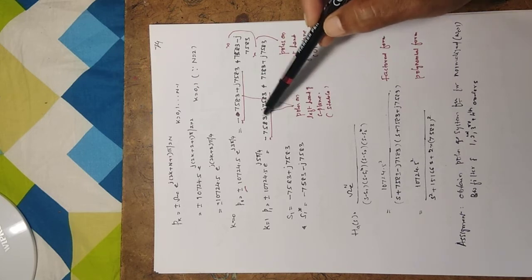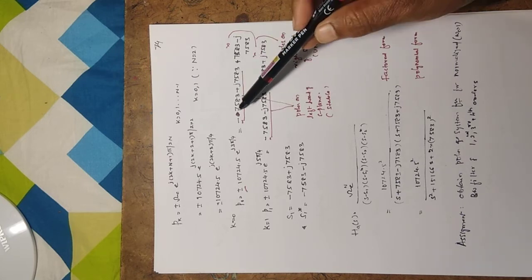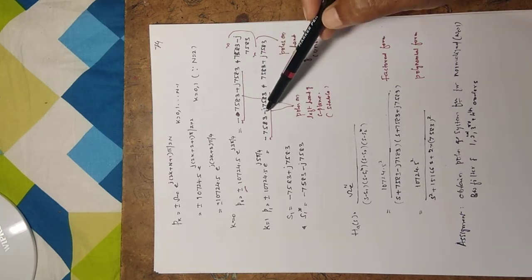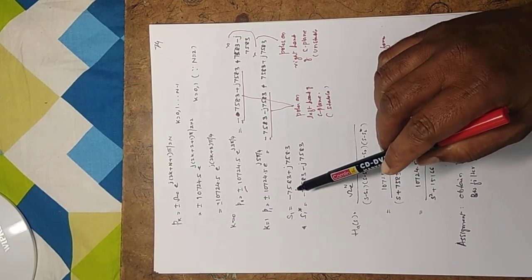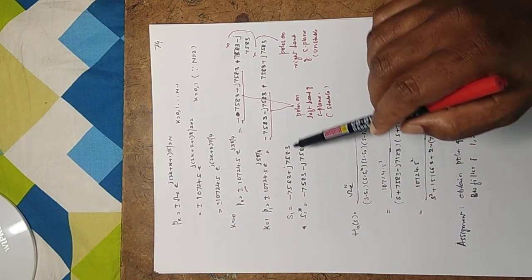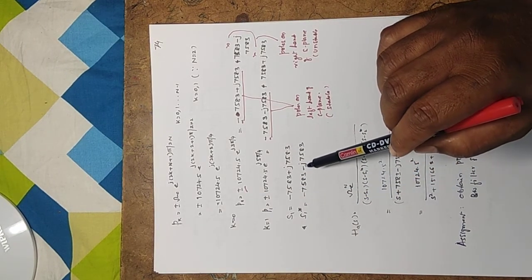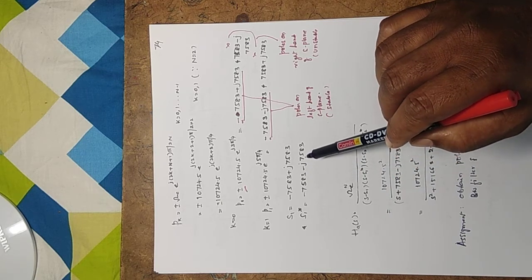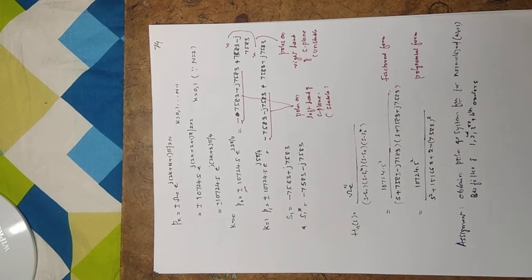If you see this one, these two are complex conjugates. This minus is there, here plus, here minus. So S1 is minus 7583 plus J 7583, and its complex conjugate is this, minus J 7583.